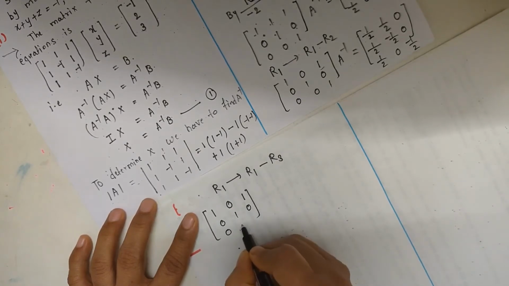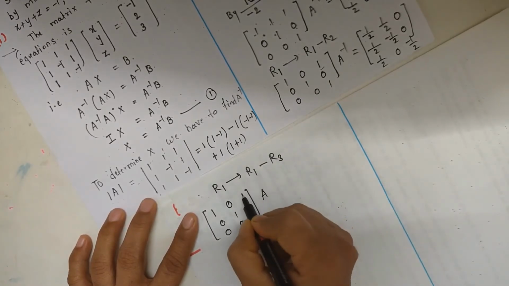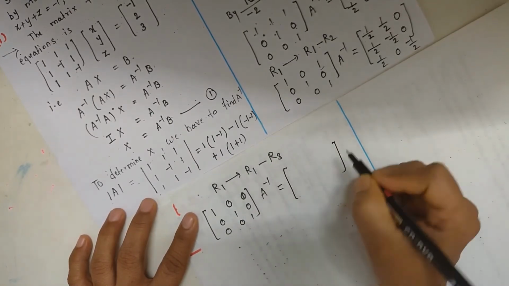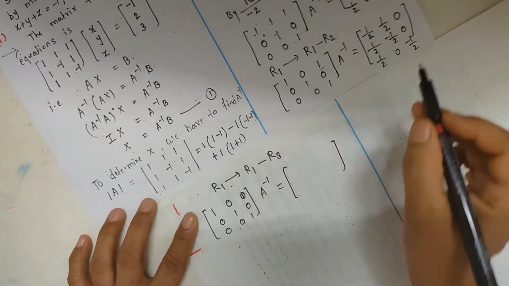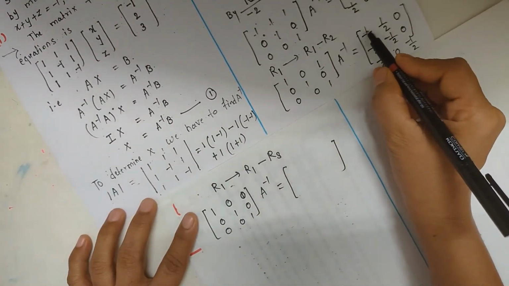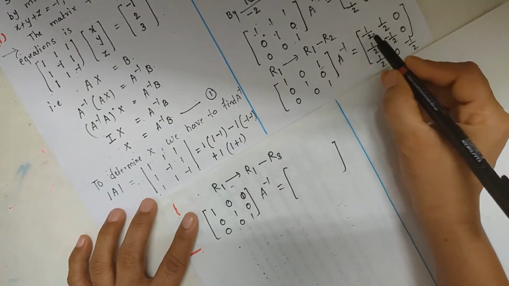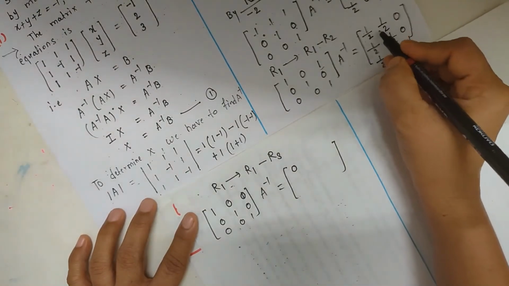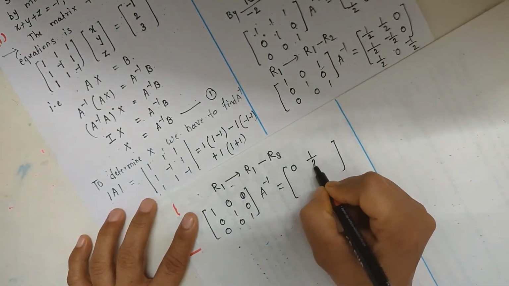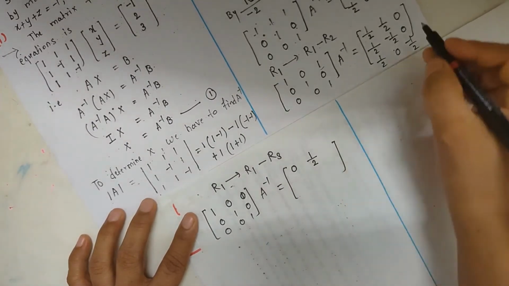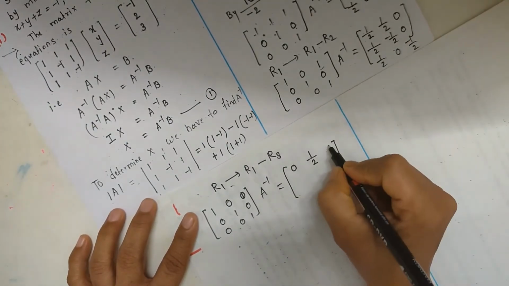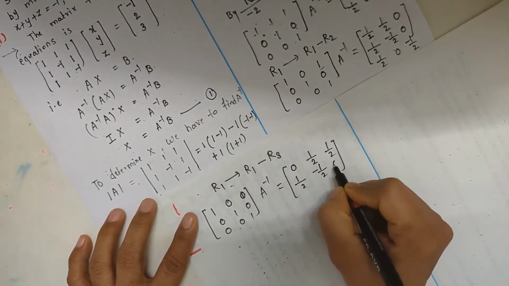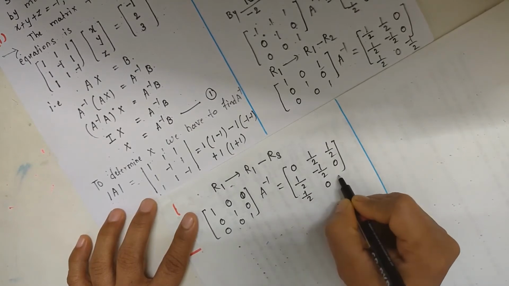Second and third row as they are, and we get 0 into A inverse is equal to the same transformation applied on this side, R1 minus R3. R1 element, 1 minus 1 by 2 minus 1 by 2, then becomes 0. 1 by 2 minus 0 remains the same, 0 minus minus 1 by 2 plus 1 by 2. Second and third row as they are.